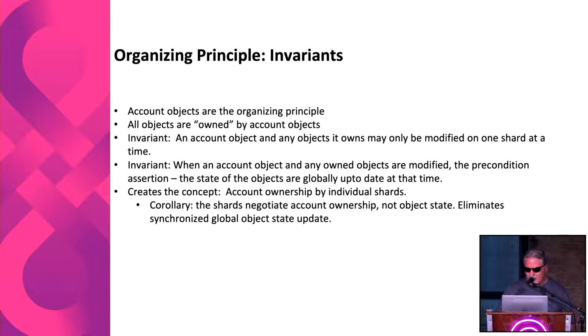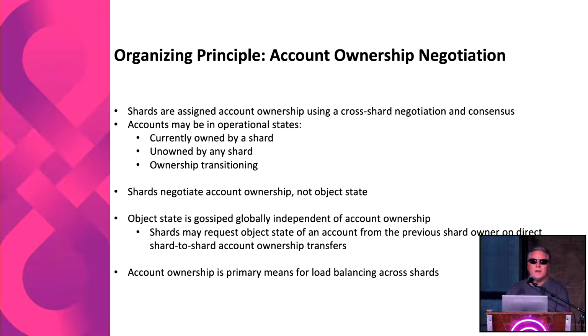Account ownership, not object state. Oh, right, there's one other really important piece. What this also means is that when it comes to negotiating account ownership, we're not moving the data at that time. So this isn't cross-chain communication, it's not cross-shard communication at all. All we need to do is negotiate who owns what.